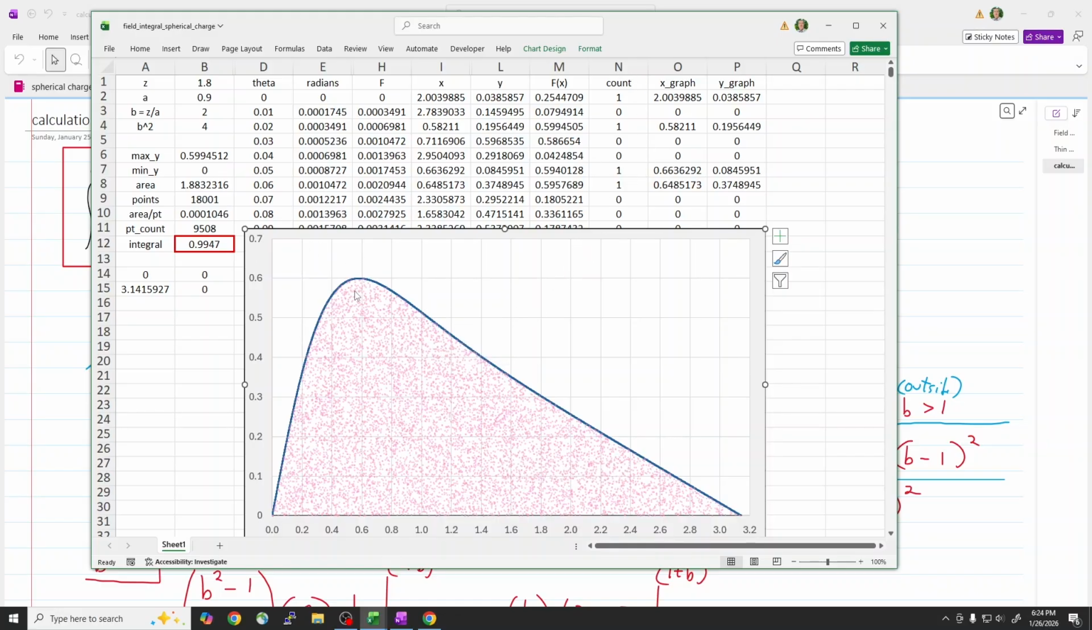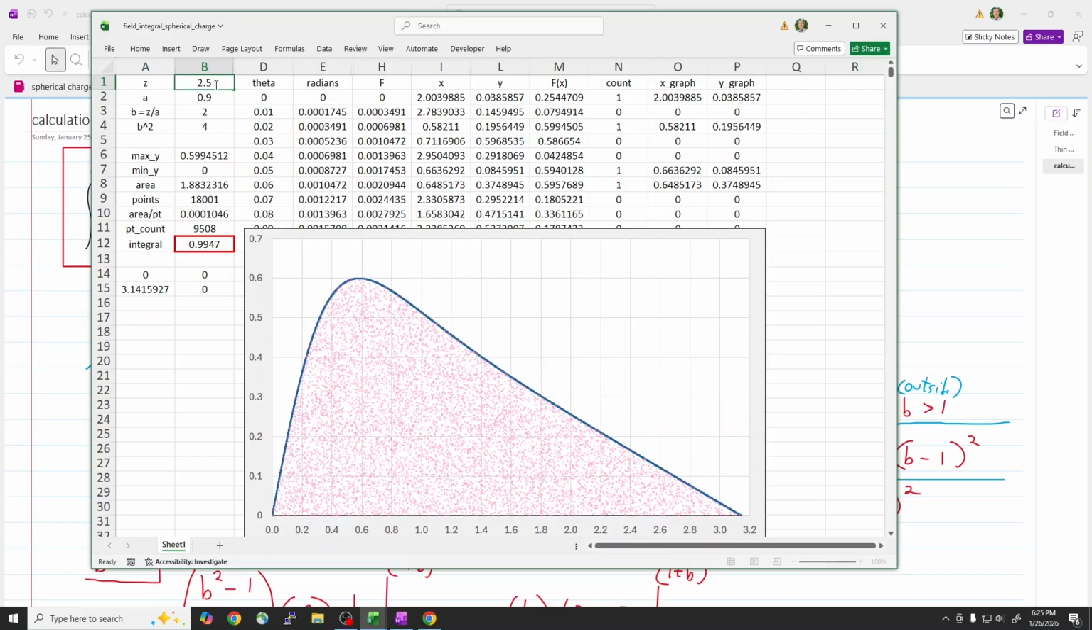Turns out for this Excel sheet, I used 18,001 points, and the area of the rectangle is based on the maximum and minimum of the graph of the function. And so we can come up with an area per point, multiply the point count times the area per point, and that gives us the integral. Now you'll see here I have 0.9947. Again, this would be a 1 since z is greater than the radius of the sphere. 1.8 is greater than 0.9. Right, and I can put any values I want here.